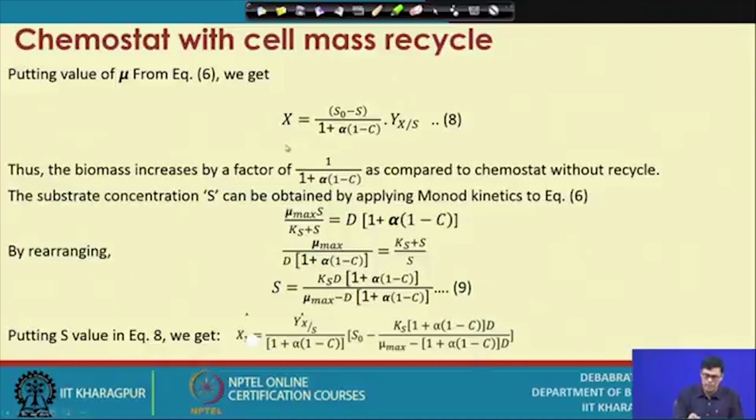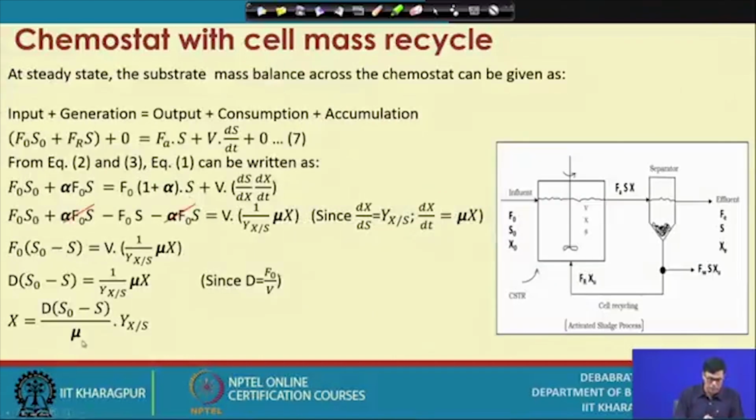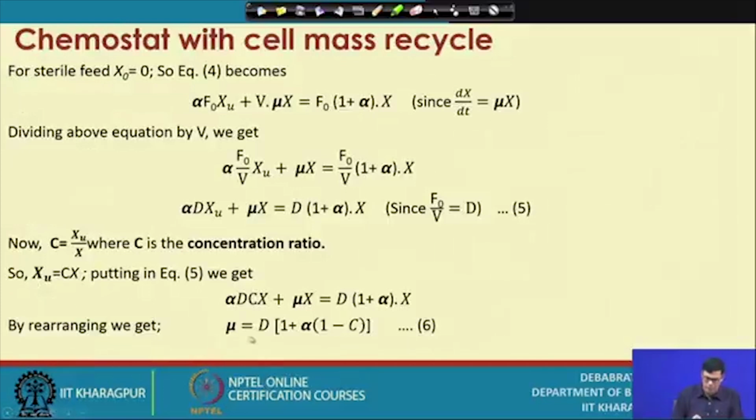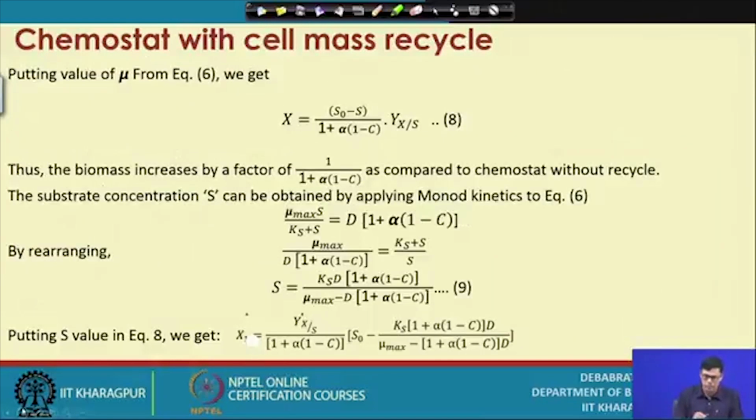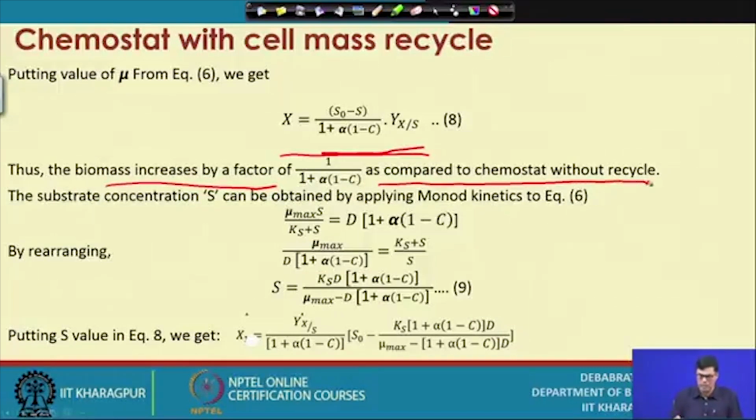Now, x equal to this, we wrote like this, and before that we have derived this equation: mu equal to D into 1 minus alpha into 1 minus c. Am I right? So, I can put this here, and the final equation will be this, and thus the biomass increases by a factor of this as compared to the chemostat without recycling. So, this is the comparison that we have made.